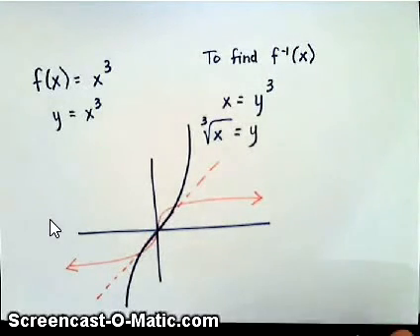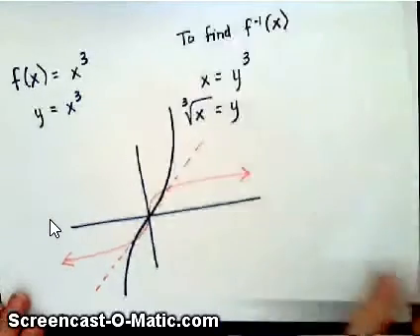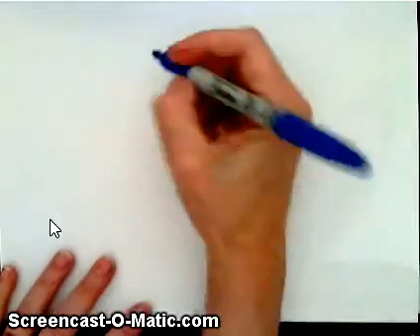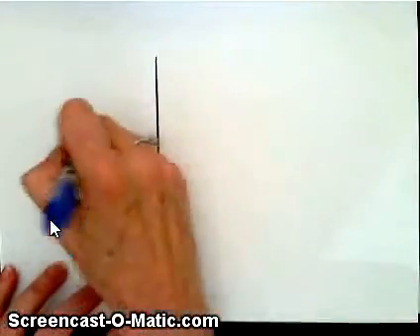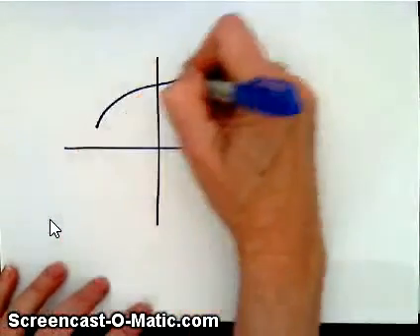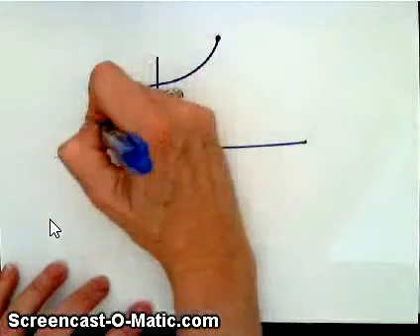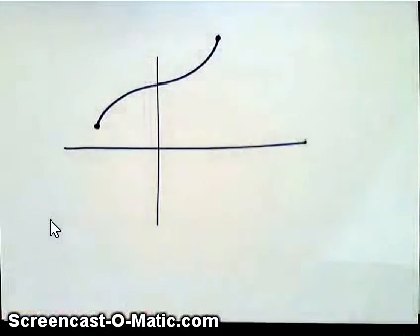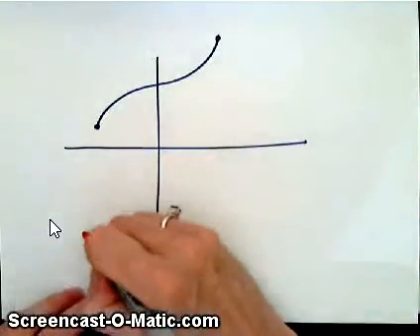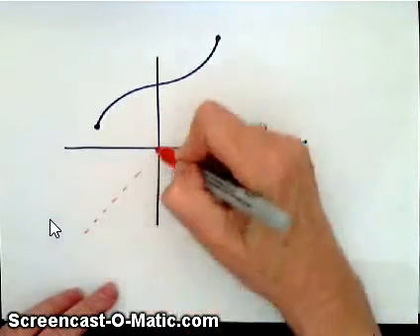Now, if you were to see a graph that you didn't recognize, something like this, let's just draw this graph. Starts there, ends there, has a limited domain and range. And you wanted to sketch the inverse of that graph. Here's what you would do. This is the line y equals x.